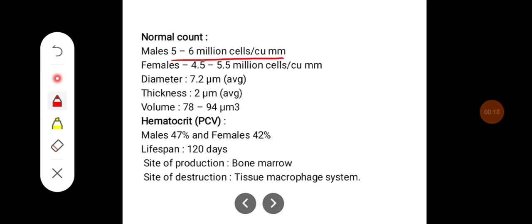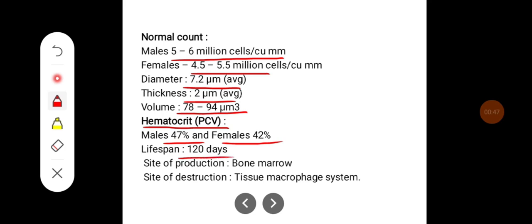6 million cells per cubic millimeter of blood. In females, it is a little less, and the diameter is around 7.2 micrometers, average thickness around 2 microns, and the average volume is around 78 to 94 micrometer cube. And hematocrit, that is packed cell volume, in males is around 47%, and in females it is a little less, that is around 42%.